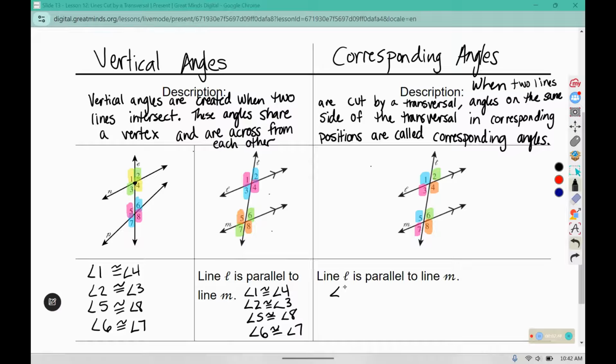So we'll say angle 1 is congruent to angle 5. Angle 2 is congruent to angle 6. Angle 3 is congruent to angle 7. And angle 4 is congruent to angle 8.